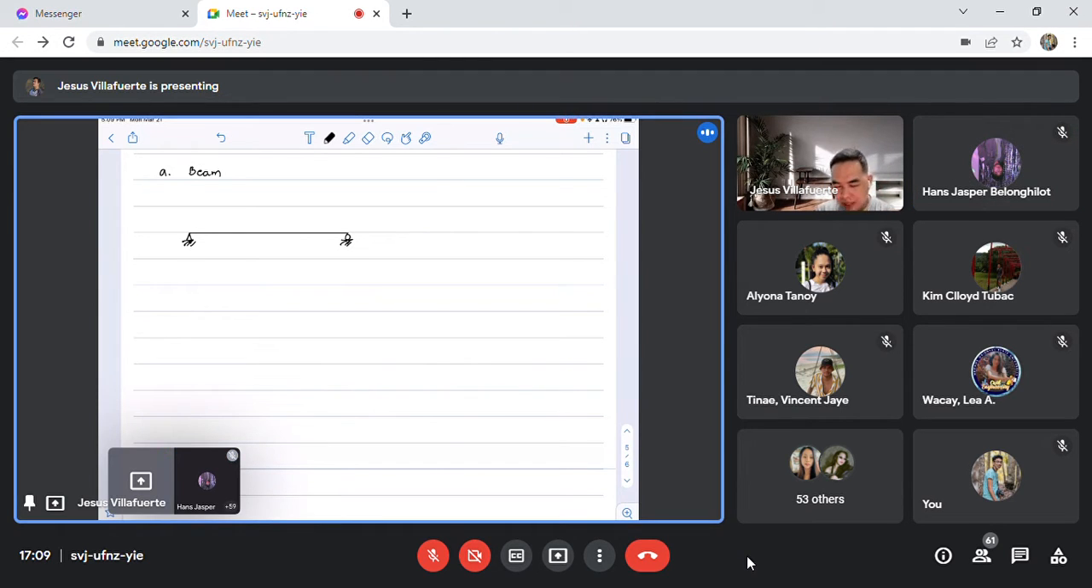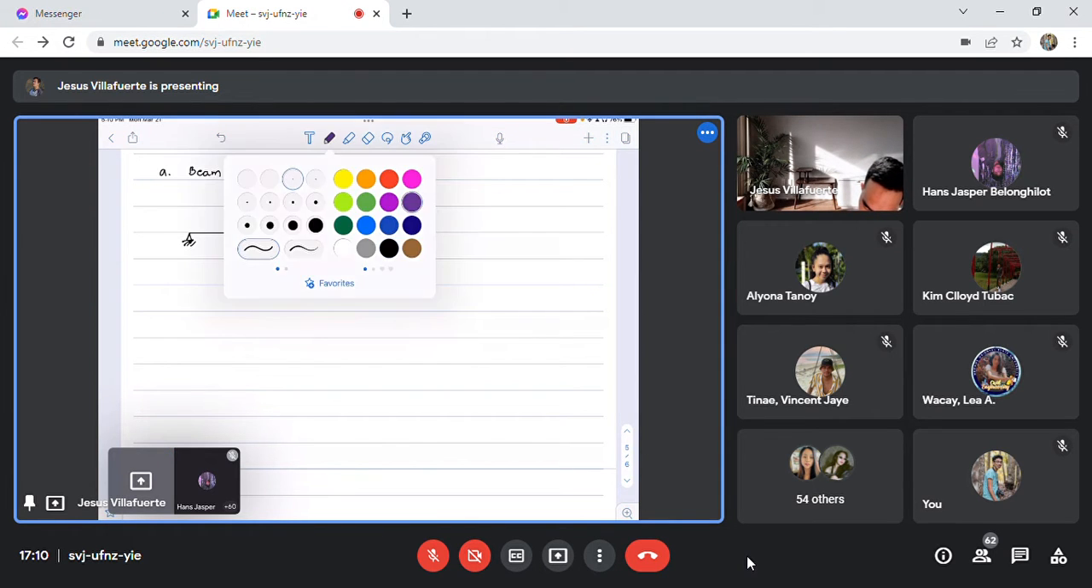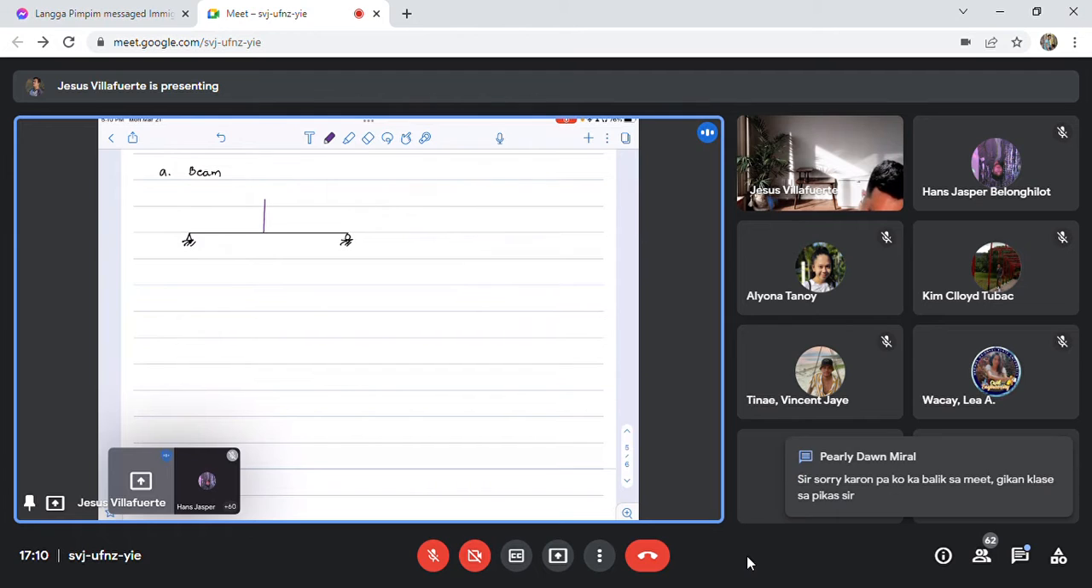So beams are usually our horizontal members. However, this becomes really a beam if the load is applied perpendicular to the axis of the member. So if the load is applied perpendicular to the axis of the member, then this becomes a beam. Okay?